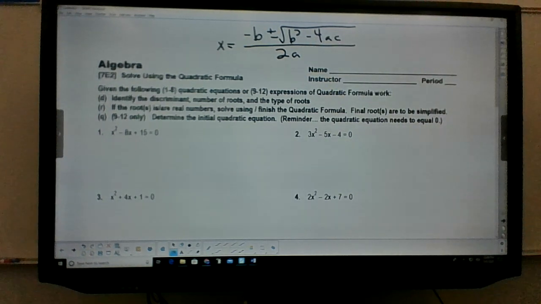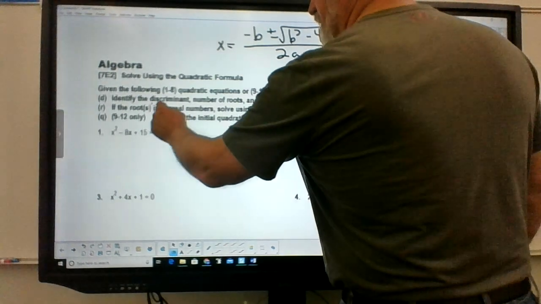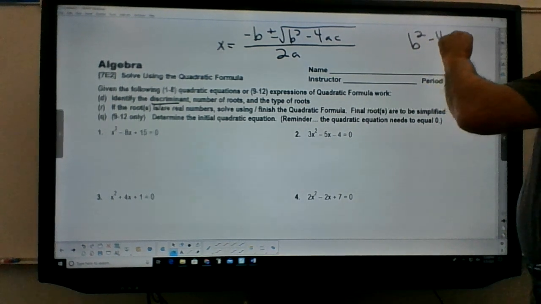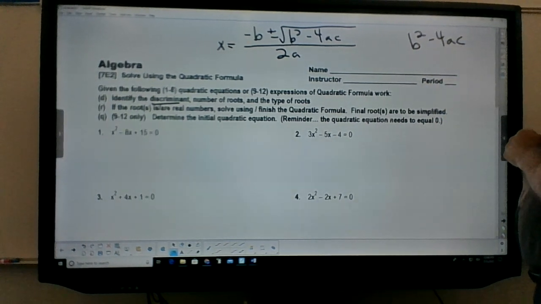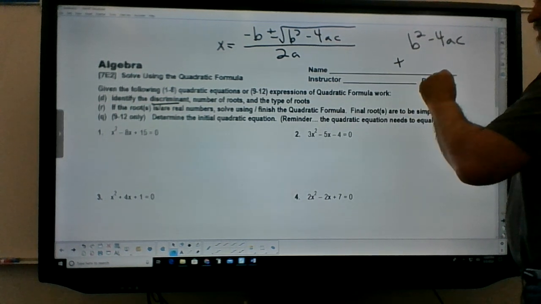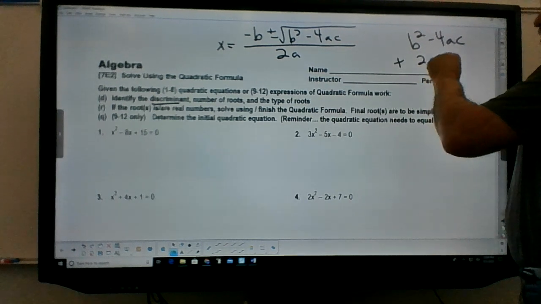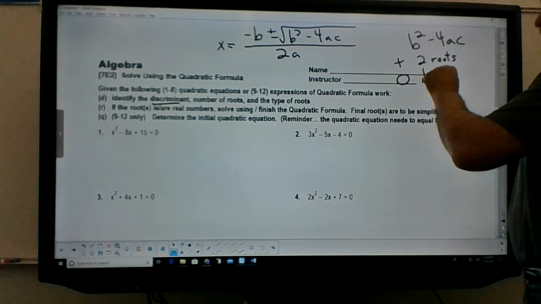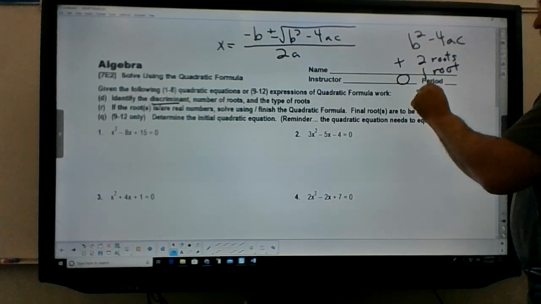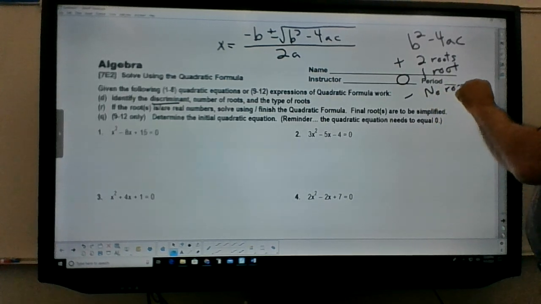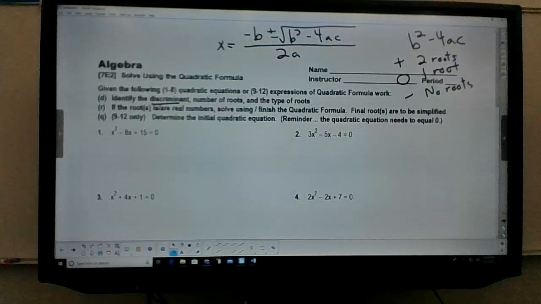Now there's something called the discriminant, right here. The b squared minus 4ac is our discriminant. If this discriminant is positive, we have two roots. If the discriminant is 0, we have one root. And if the discriminant is negative, we have no roots. So no real roots. So two real roots, one real root, no real roots.